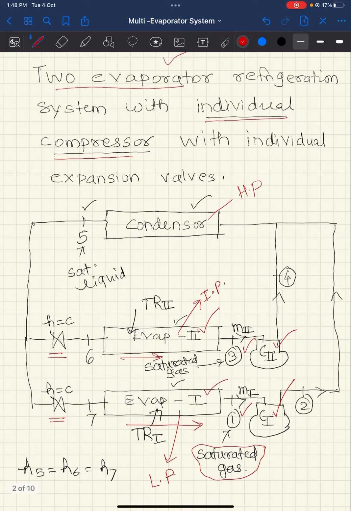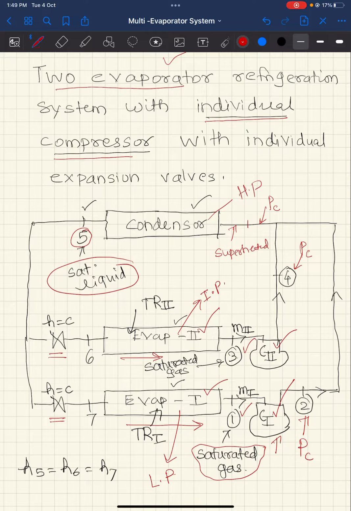Now the refrigerant, as it enters compressor 1, gets compressed up to the condenser pressure. Similarly, as it enters compressor 2, it gets compressed up to the condenser pressure. After compression, both are at condenser pressure, and at condenser entry it is superheated. As it enters the condenser, it gets desuperheated and then finally condensed. Let us assume that there is no subcooling, so it is saturated liquid. So state 5 is a saturated liquid.